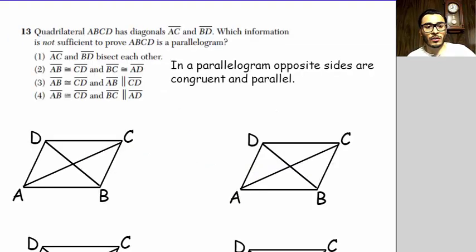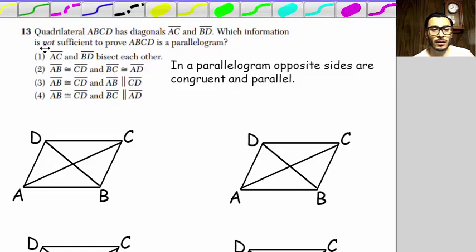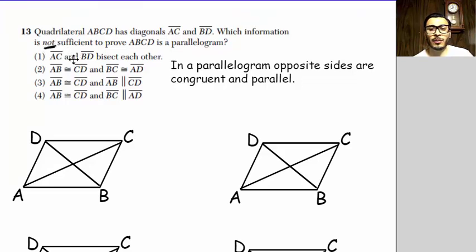Okay, number 13. Quadrilateral ABCD has diagonals AC and BD. Which information is not sufficient to prove ABCD is a parallelogram? All right, so in a parallelogram, opposite sides are congruent and parallel. But if you want to prove a parallelogram, you can just prove that the opposite sides are congruent, and that will show that it's a parallelogram. Or you can prove that opposite sides are parallel. That will also demonstrate a parallelogram.